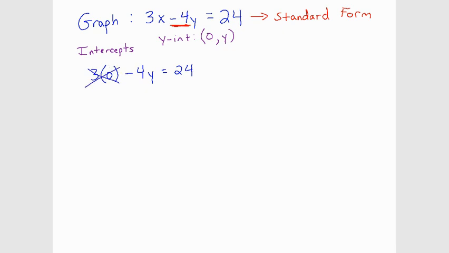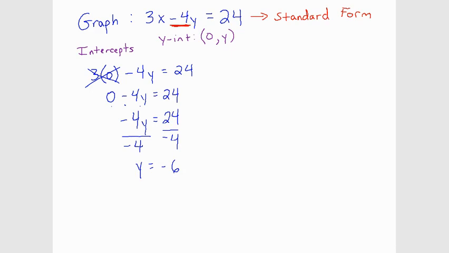And if we even want to take it a step further and say, okay, well, it's 0, so I write out 0 minus 4y is equal to 24. Well, 0 minus 4y is just going to give you negative 4y. So we end up dropping it anyway. And then we will divide by negative 4, and our y-intercept will be negative 6. Okay, great. Let me write that up here.